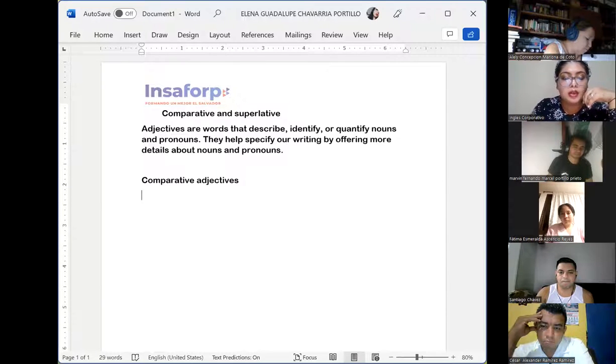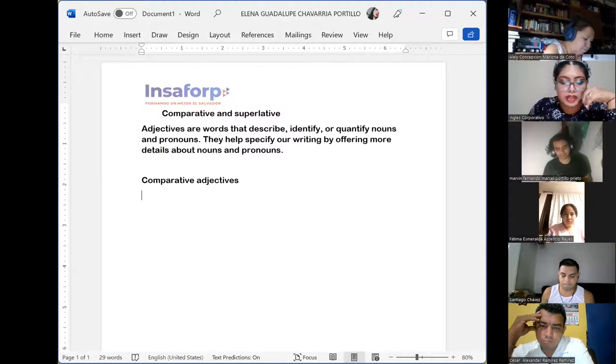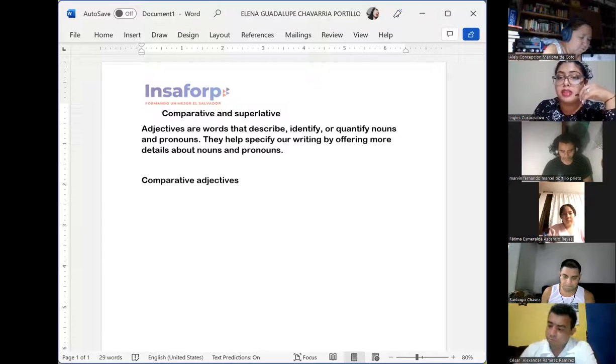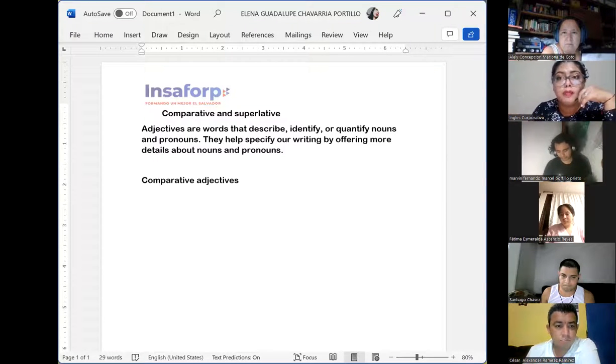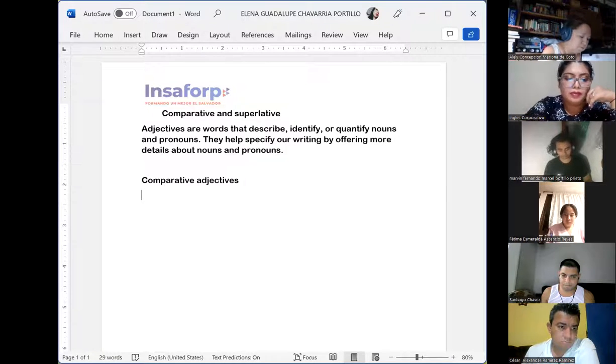So we have that the comparative adjectives are used to compare two things. They help describe difference between two nouns. So in this case, we are going to use it to describe something about two different things. El nombre mismo nos dice que es una comparación. The comparative adjectives nos va a ayudar a nosotros a hacer una comparación entre dos cosas. En este caso, dos nombres. Pero en este caso no es como que uno es más que el otro, sino una mera comparación.